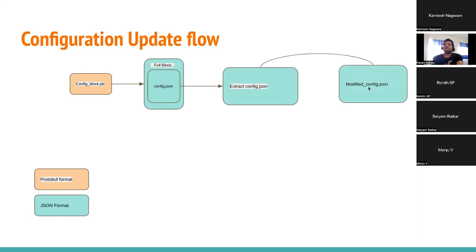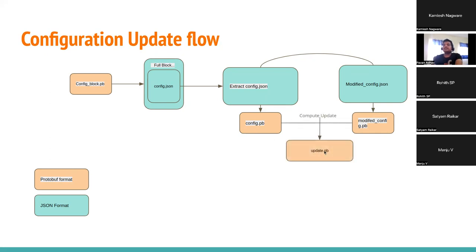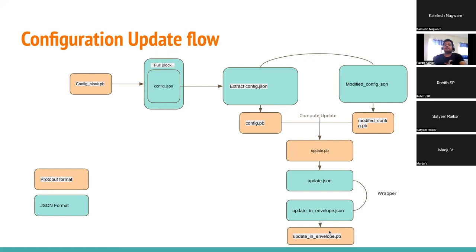Next one is to modify it. Modify it means we are just adding the TLS certificate of the orderer in this. Once we add this modification, we have to convert it again into protobuf format, because we use this configtxlator tool to compute the update or encode or decode. So using this protobuf format, we can compute the update and finally we get the updated protobuf format block. And in this step, we had removed some portion, so we have to add that wrapper again into the updated JSON format and finally convert it into protobuf format. And the last stage, we send this transaction finally to the orderer. So this is the configuration update flow that we generally follow in Hyperledger Fabric.